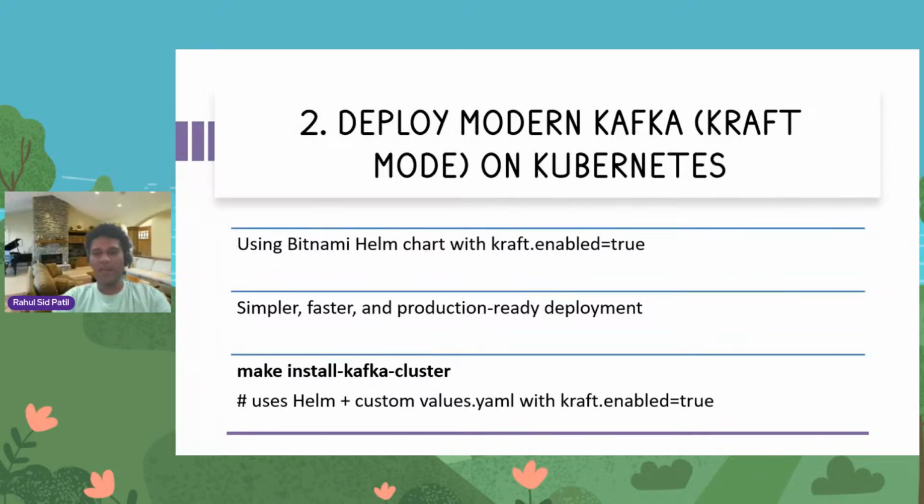First, we add and update the Bitnami Helm repo. Then we create a dedicated namespace for the Kafka cluster. And finally, we install Kafka using a predefined values.yaml file that includes KRaft enabled equal to true, tuning for persistence, resource limits, and service exposures. So with just make install Kafka cluster, you will have a fully configured Kafka cluster up and running in KRaft mode inside your Minikube environment.